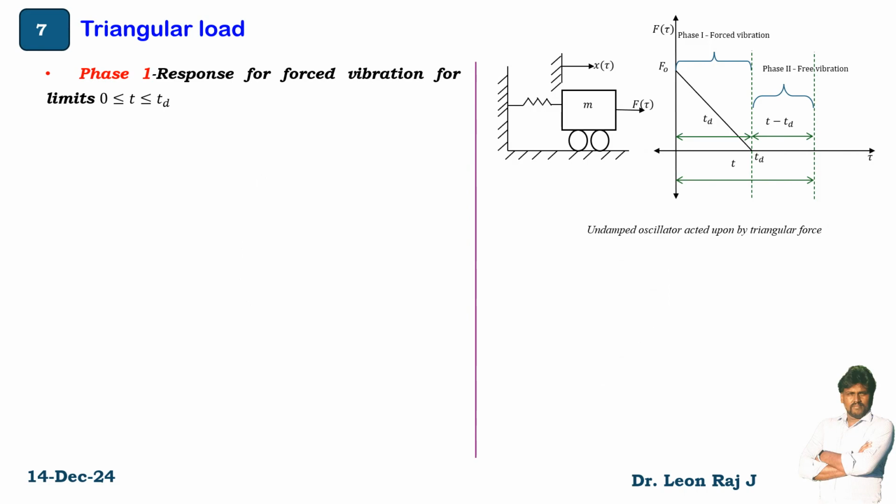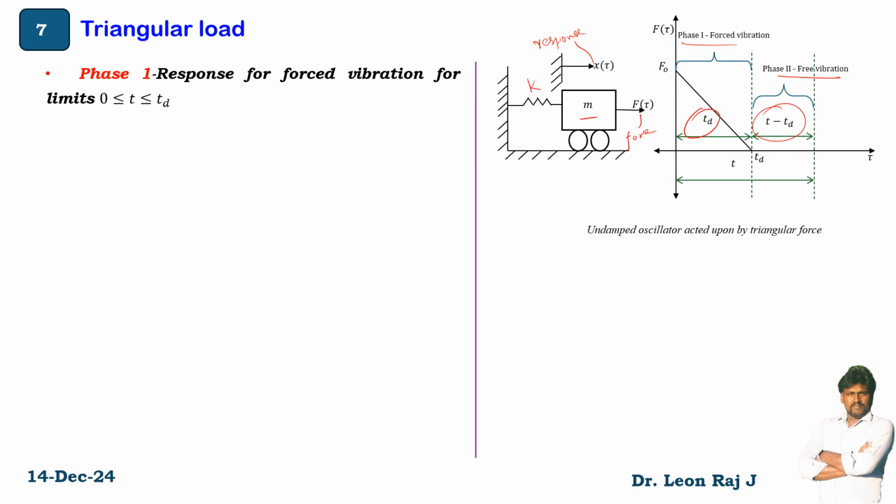For a triangular load, this is the mass system with stiffness K, and x of tau is the response for the applied force F of tau. The applied load is a triangular load and you have two phases. One is forced vibration, another is free vibration. Forced vibration is up to a time Td and free vibration is T minus Td, when the total time period is T.